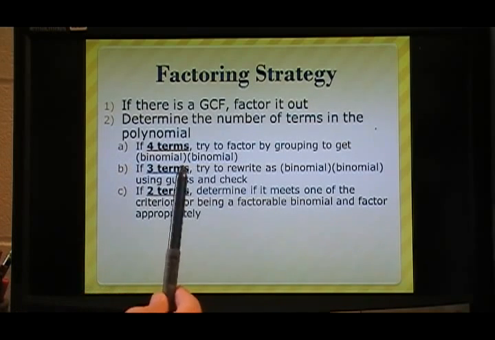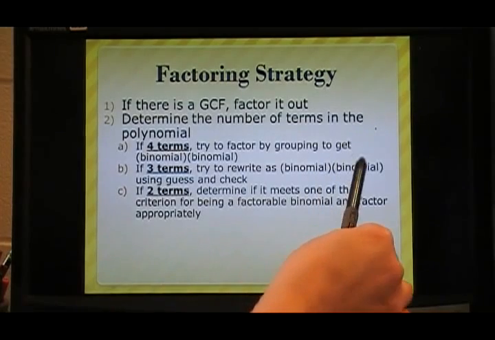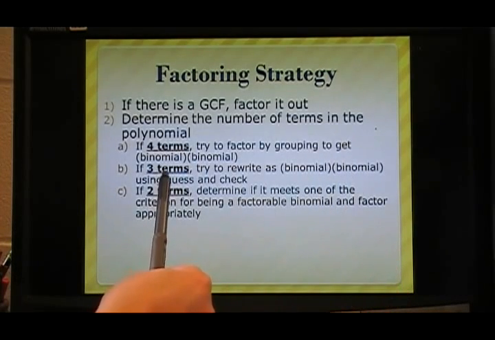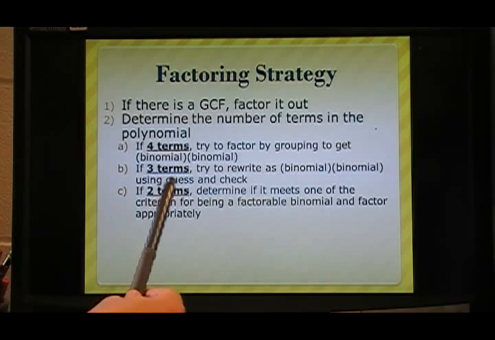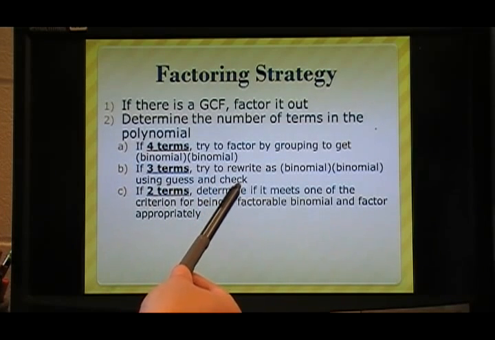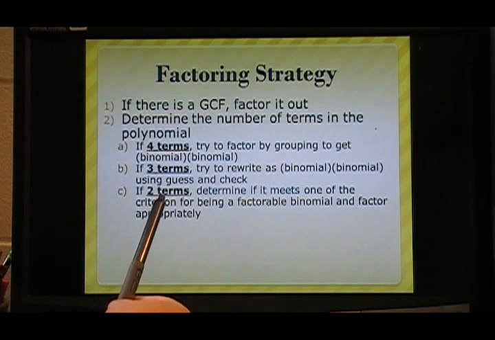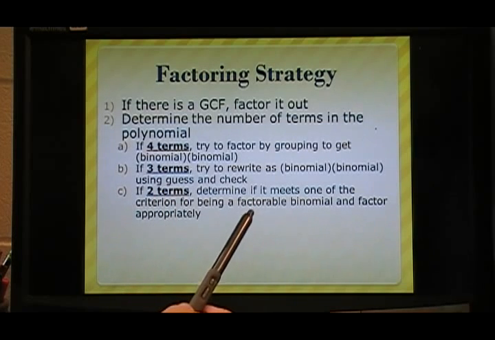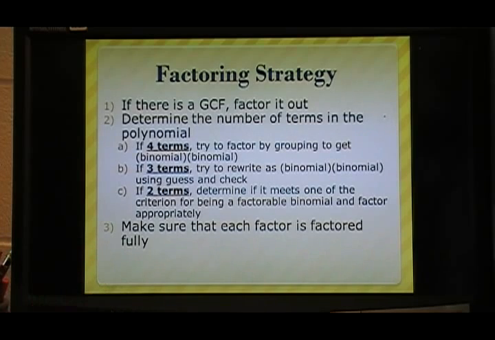The method that I use for factoring when I have 3 terms is I try to find 2 binomials that multiply to give me that trinomial. I just use guess and check to figure out the factorization if it is factorable. And then lastly, if it's 2 terms, your binomial is only going to be factorable if it is one of those special binomials. So this is a lot of review here, and then make sure everything's factored.